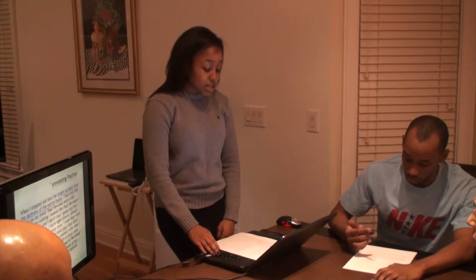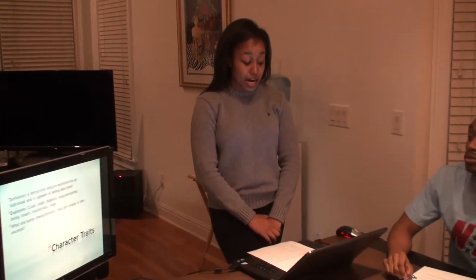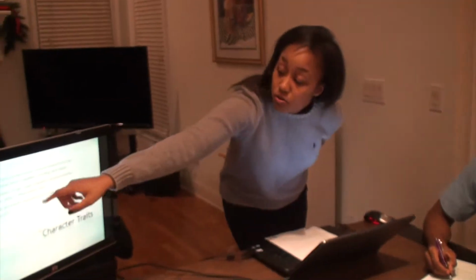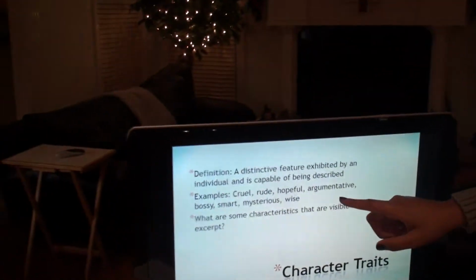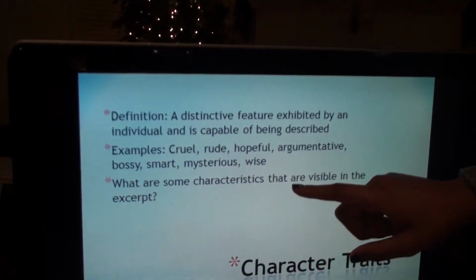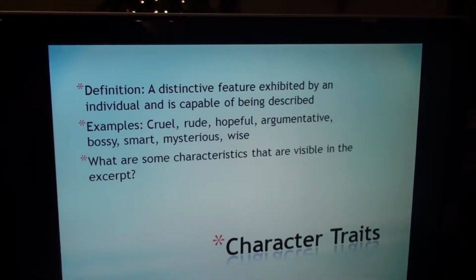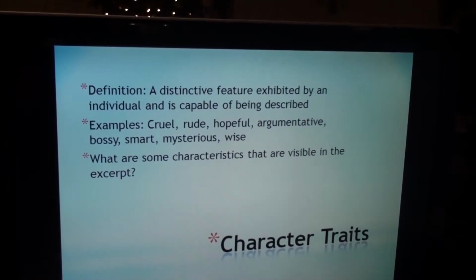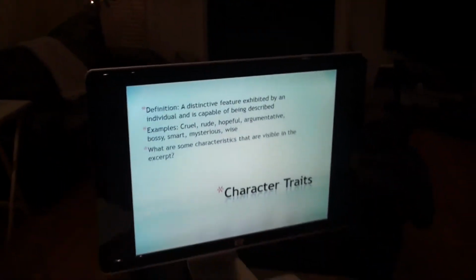The last point is about the use of character traits. These traits allow the reader to better describe the characters. Here are some examples: cruel, rude, helpful, argumentative, bossy, smart, mysterious, and wise. Now, what are some characteristics that are visible in the excerpt? Does anyone have any ideas?